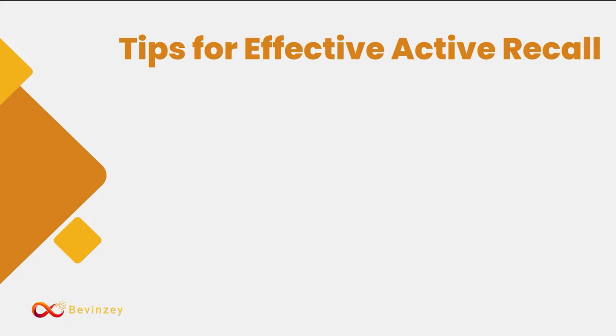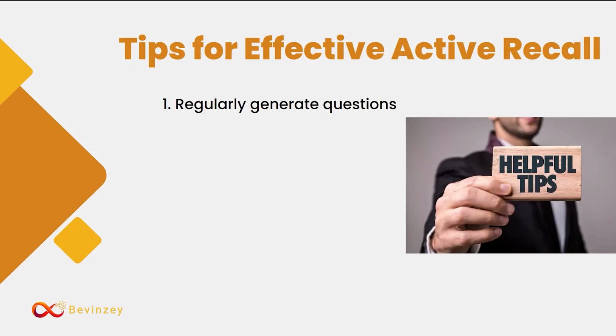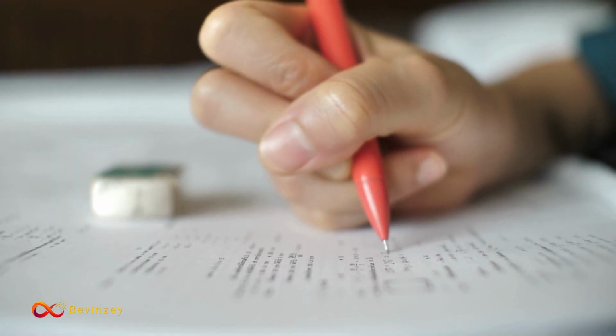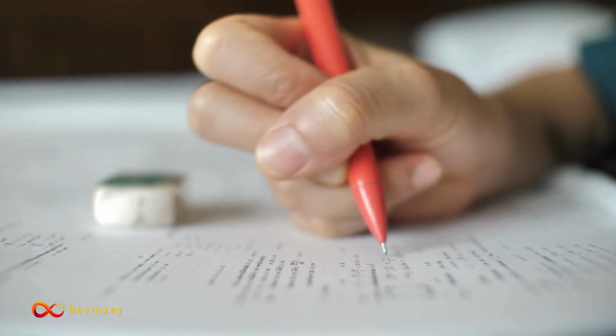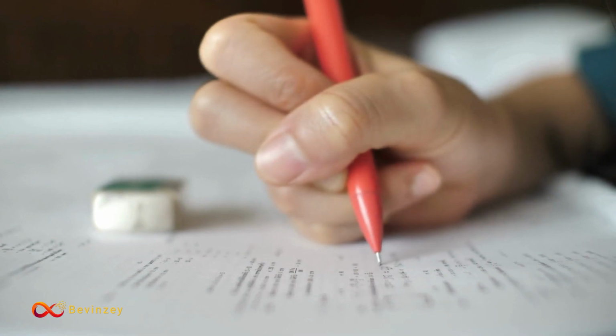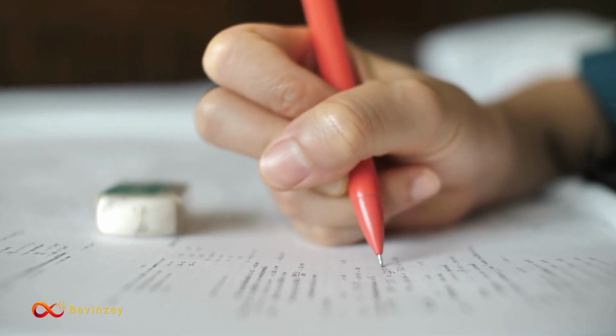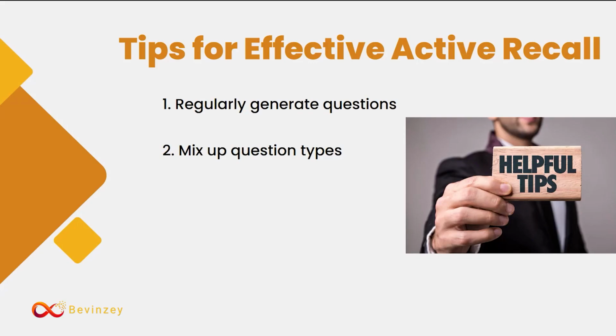So let's look at some tips for effective active recall, especially using a tool like Bevinzey. The first tip is to regularly generate questions. Consistency is key here, especially when it comes to active recall. You want to make a habit of generating questions for each new topic or chapter that you study. The next tip is to mix up the question types. Vary the types of questions that you answer to challenge your brain in different ways and deepen your understanding of the material.